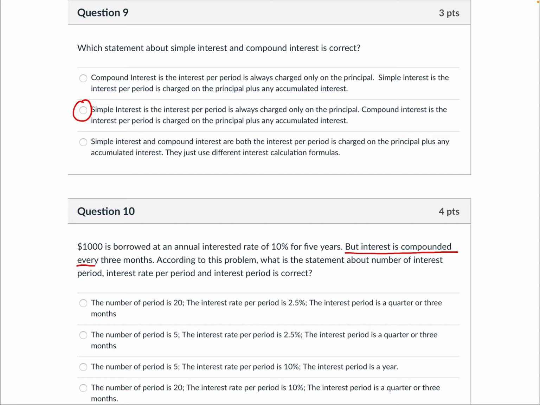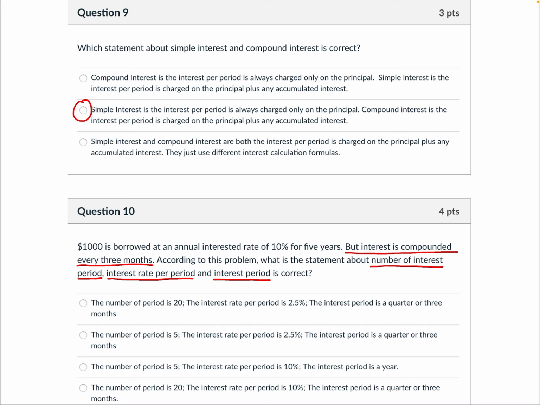Okay, this information is very important. It tells you the compounding period is every 3 months. According to this problem, what is the statement about number of interest periods, interest rate per period, and interest period? That's 3 concepts. What are the correct numbers of them?